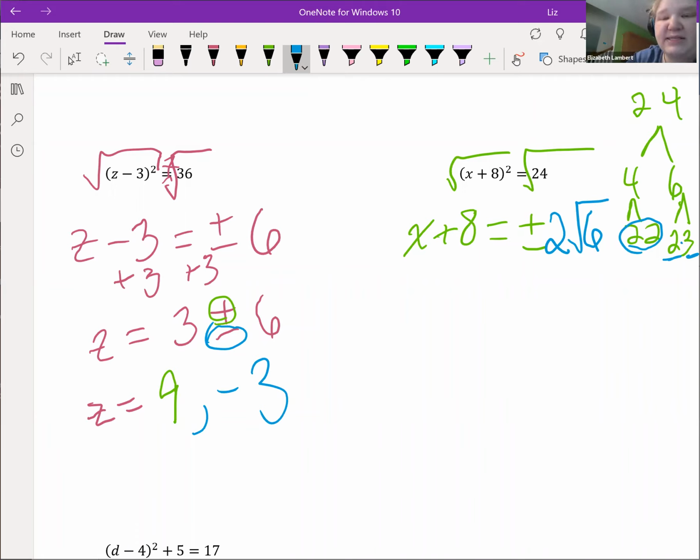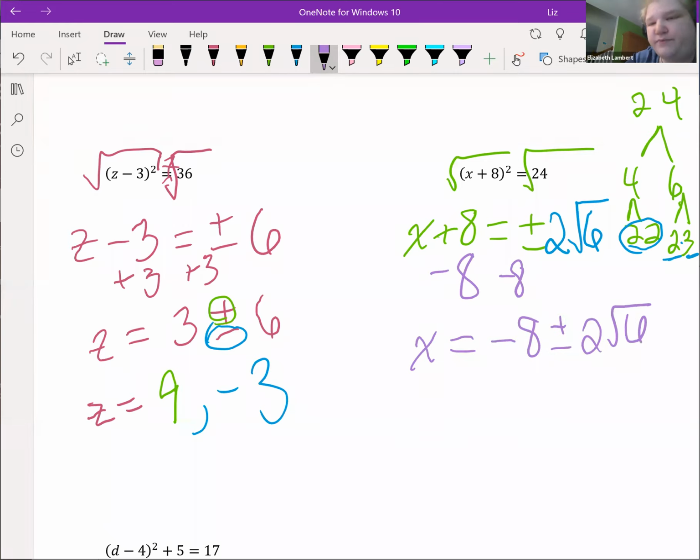Then if I minus the 8, again, that is going to go in front of the plus or minus. Writing it all together as one beautiful answer would look like so. -8 plus or minus 2 square roots of 6.